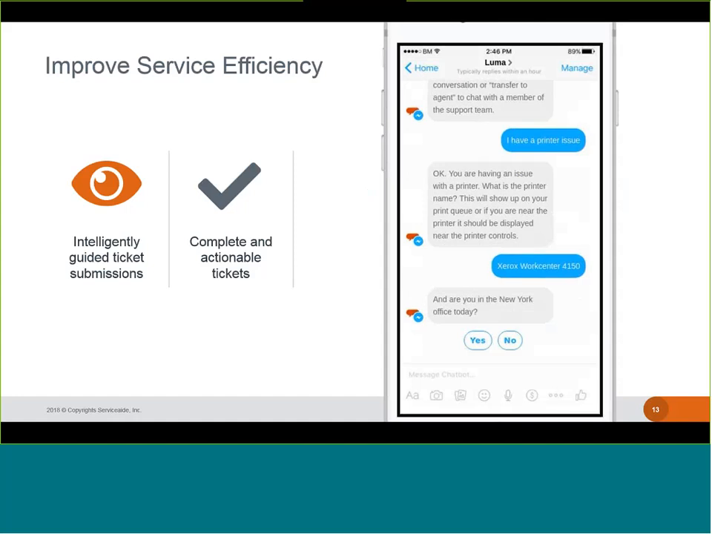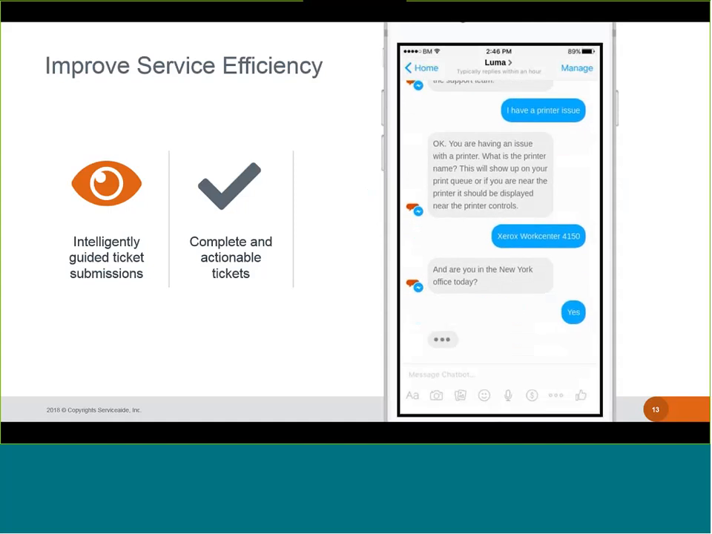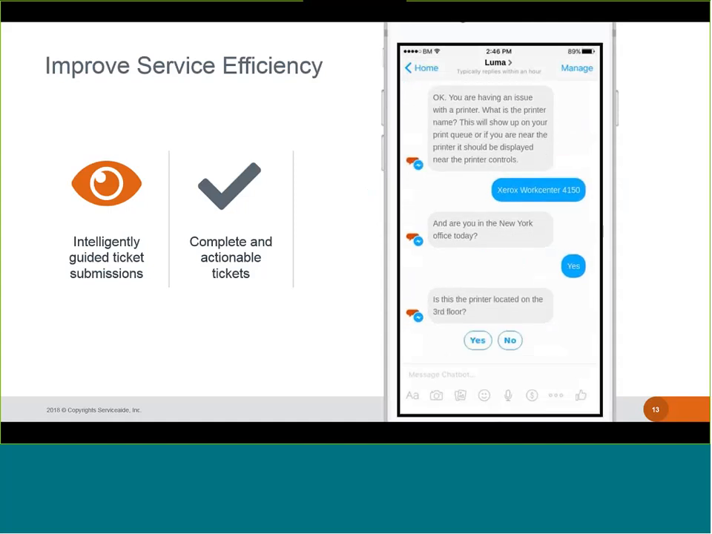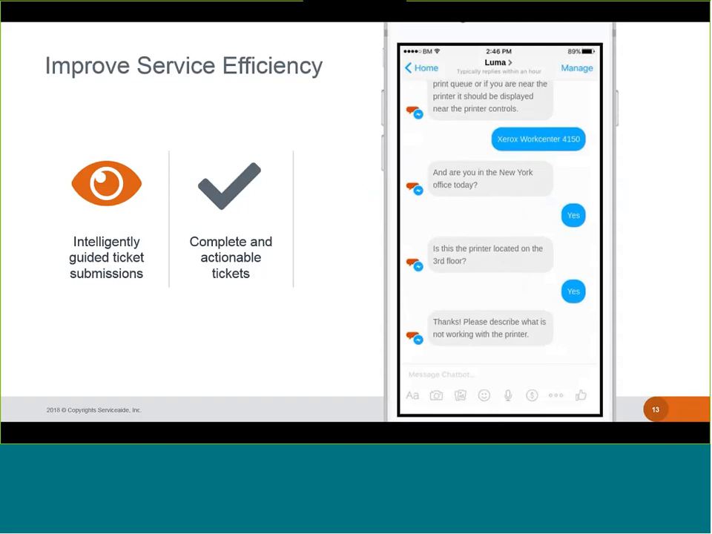If you imagine today, and Dale mentioned email, email is so widely used because it's so easy to use. But I hear all the time from organizations that they get an email that says, you know, my laptop is broken. Well, what in the world does that mean? Does that mean it doesn't boot up? Does that mean the battery is dead?